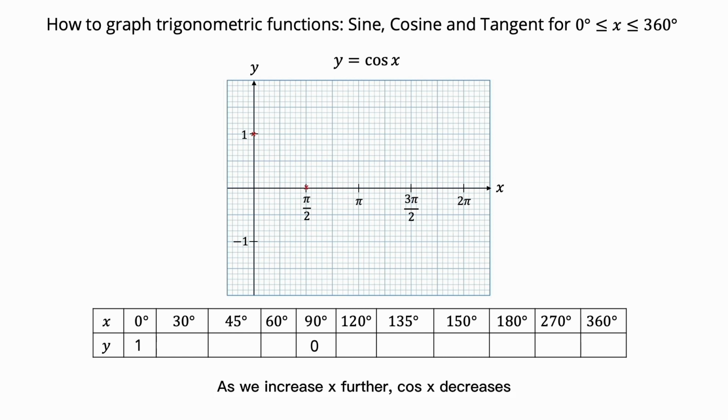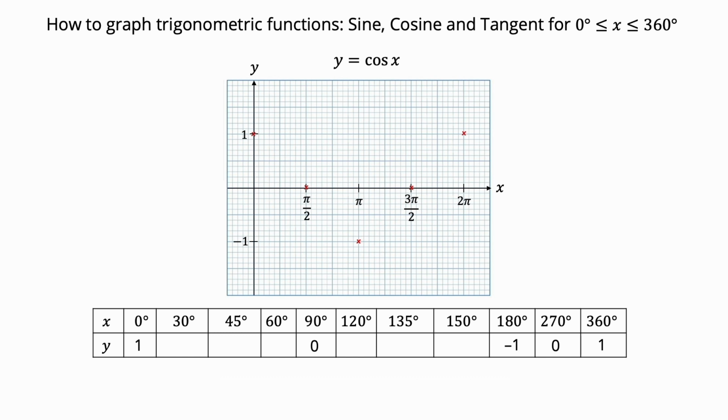As we increase x further, cos x decreases. It becomes minus 1 when x equals 180 degrees. It then continues to increase and becomes 0 when x is 270 degrees. Cos x continues to increase and becomes 1 again when x reaches 360 degrees. Complete the other values of the table and plot the points on the graph.